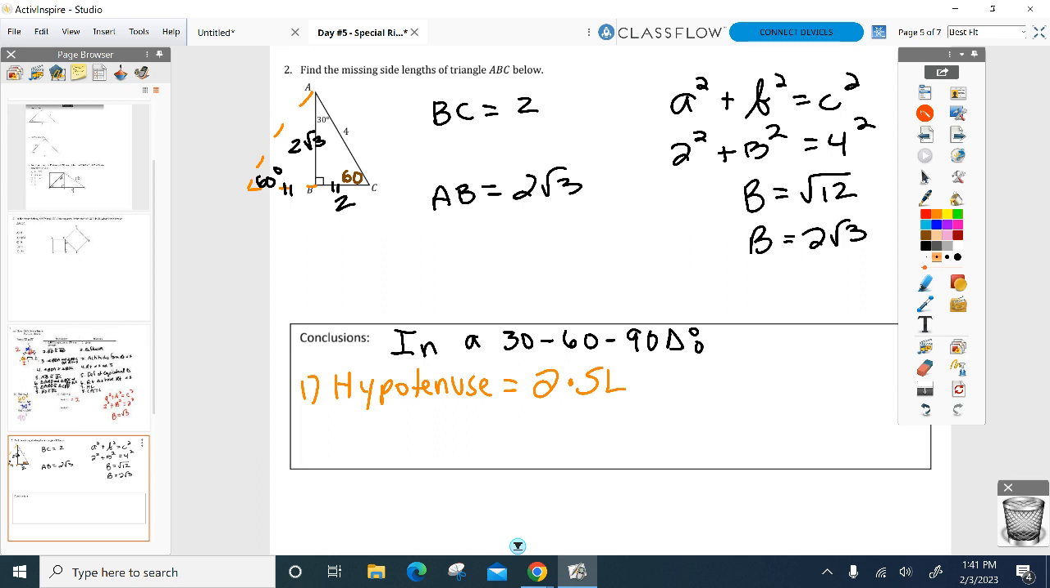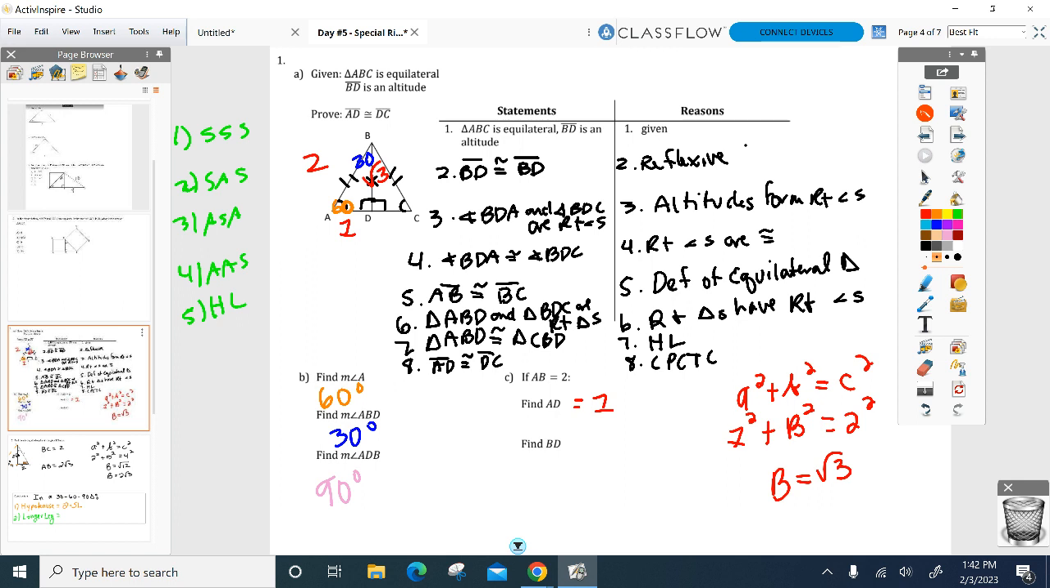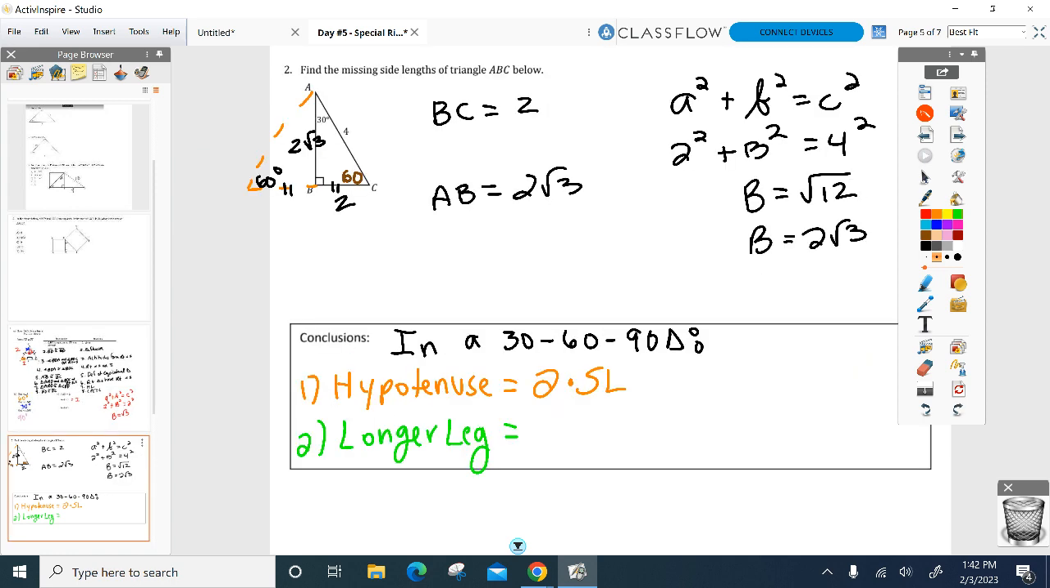All right? Maybe a little bit tougher now. How do you find the longer leg? The side across from 60. Look back at your examples. How can I use one of the sides I know to get to the longer leg? The longer leg in the previous one was what? 2 radical 3. In the first one we did, it was radical 3. So what can I do to a side I already know to get to the longer leg?